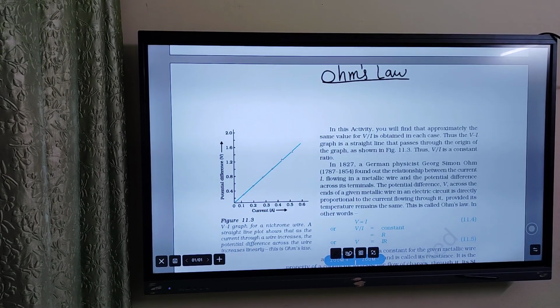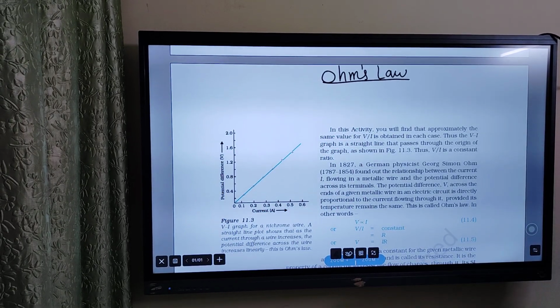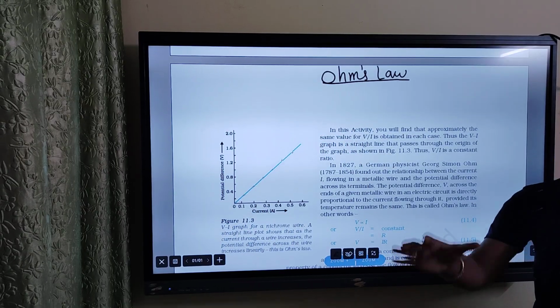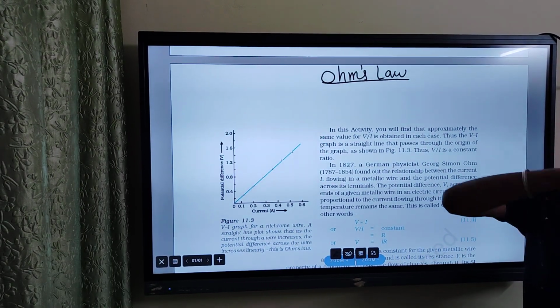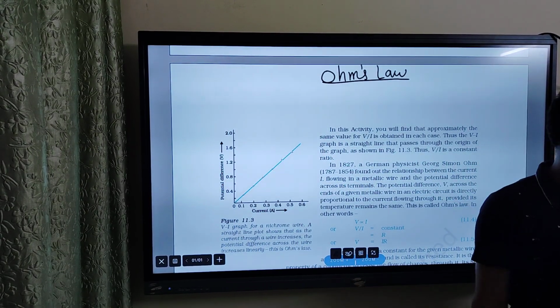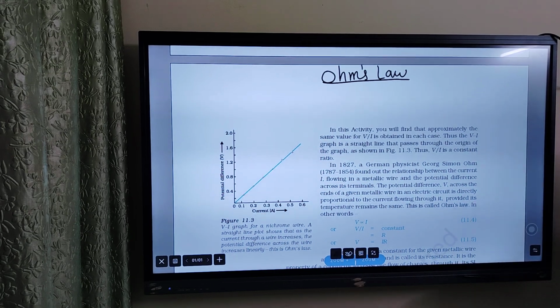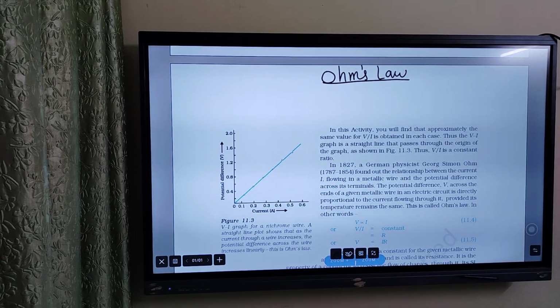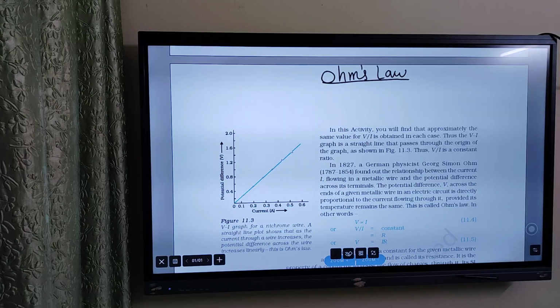Correct? So potential difference, what we have seen, is that there is work done by a charge. If there is any work to transfer a charge from one place to another place, what will happen? Potential difference will be there. And current is the flow of charge per unit time.